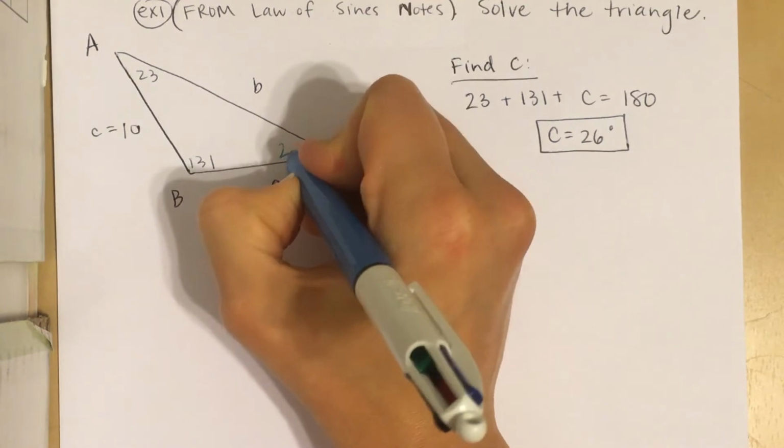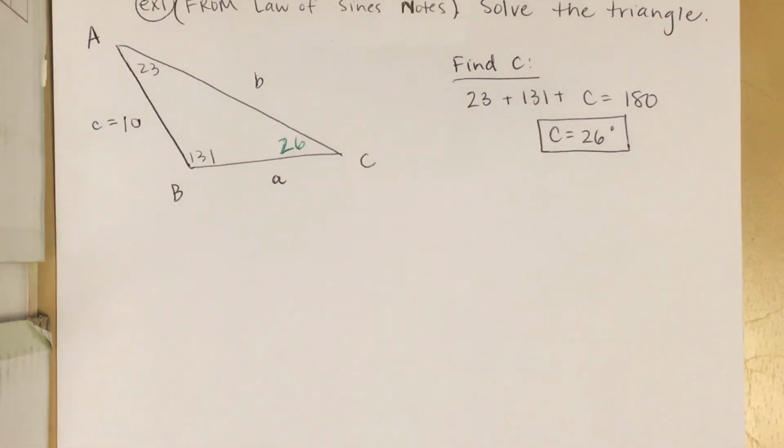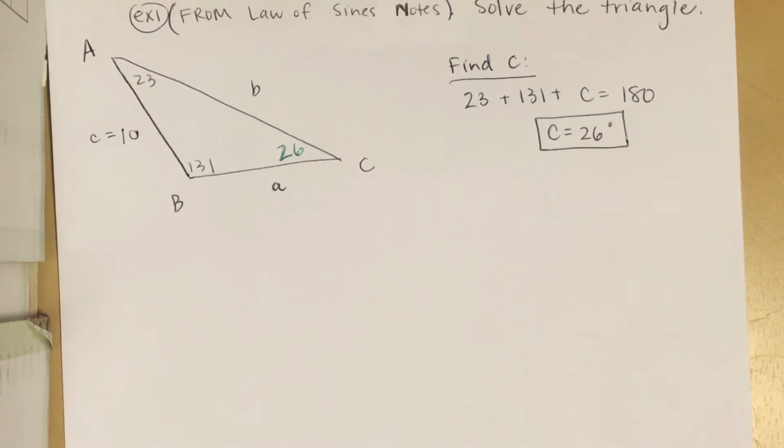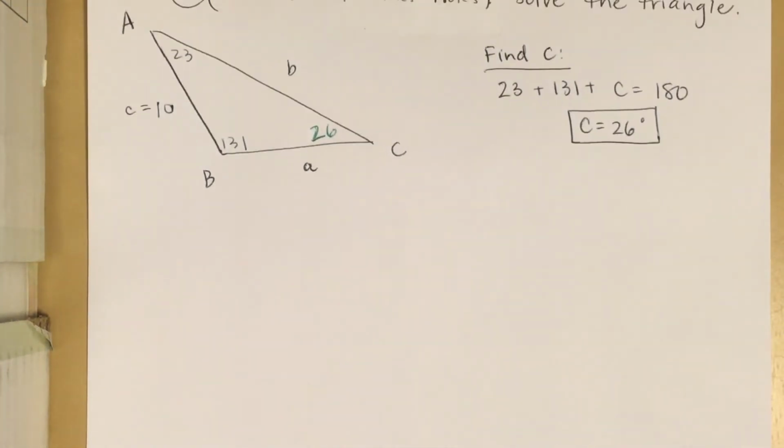Well, that stinks. There we go. Okay, 26 degrees. All right, now we need to find sides A and B. It doesn't matter which one we find first.